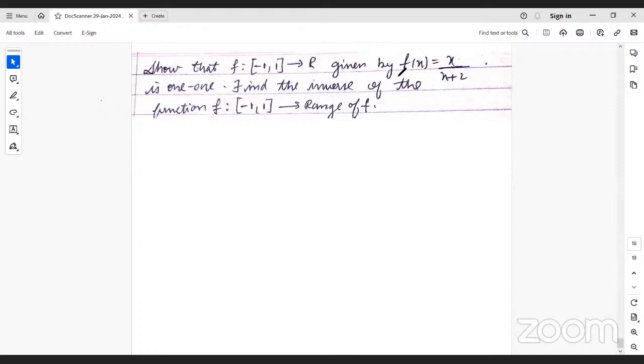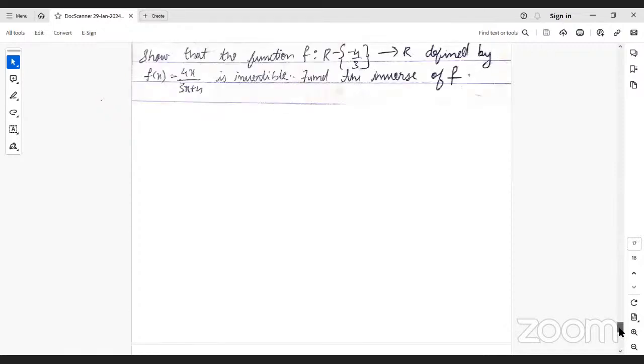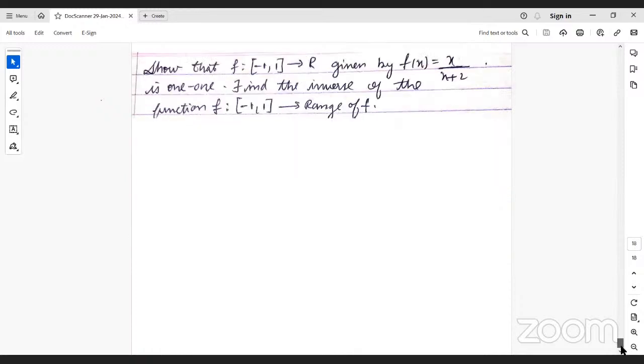Okay, so first we need to show this function is a 1-1 function. The previous question was also a rational function, which you all try and see. This question is similar: x upon x plus 2, and the previous question, the function is only in a different form. Only the function is different, the rest of the steps are the same. It is 4x upon 3x plus 4. So the procedure is the same, only the function is different. Same procedure we need to apply.